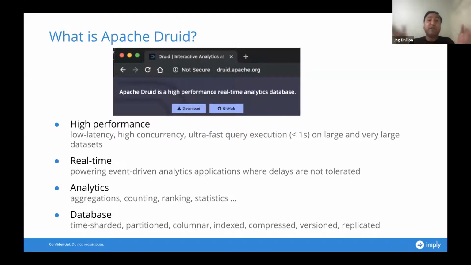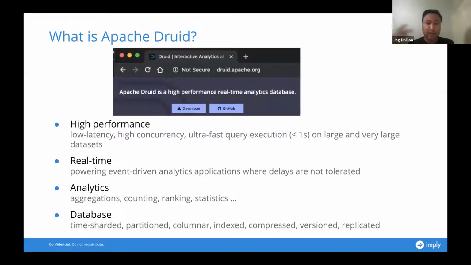So imagine having a system that can handle all the loads, not from one user or 2 users, but from a lot of concurrent users, whether it's in your business or in your organization, whether it's internal or external, right? So Apache Druid is a high-performance, real-time analytics database.